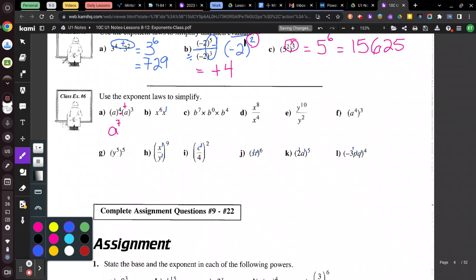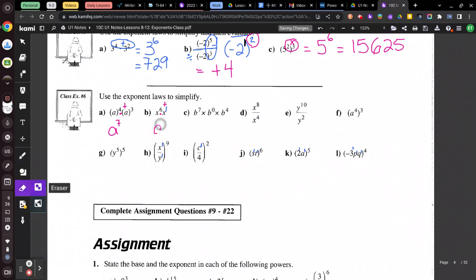Okay, I got all my hidden ones on all of the questions. Now we're going to simplify them. So side by side again means multiplying, so we're going to add the exponents. That's going to get, whoopsie, letter X, not A. We're going to get letter X, exponent 7.